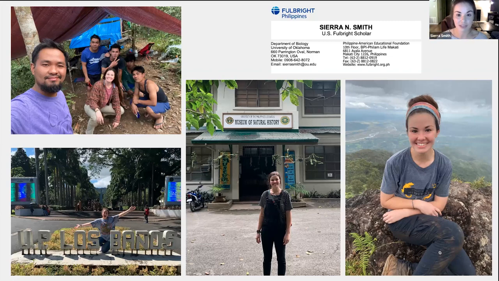But I was able to lead one expedition to Mount Palali, pictured here, and this is some of my field crew that was out there with me. If you don't know where Mount Palali is, it's in central Luzon up by Bayambang.